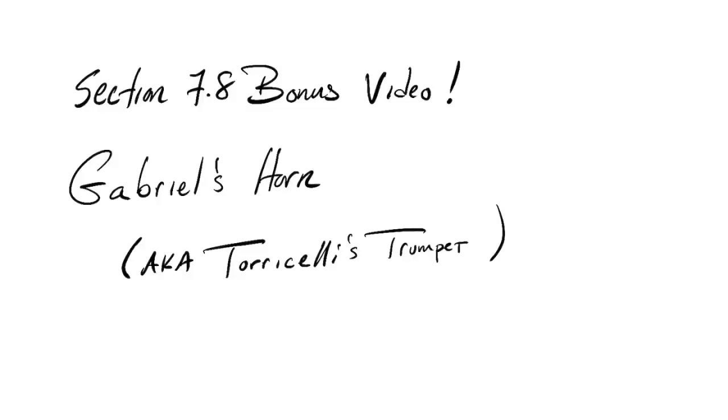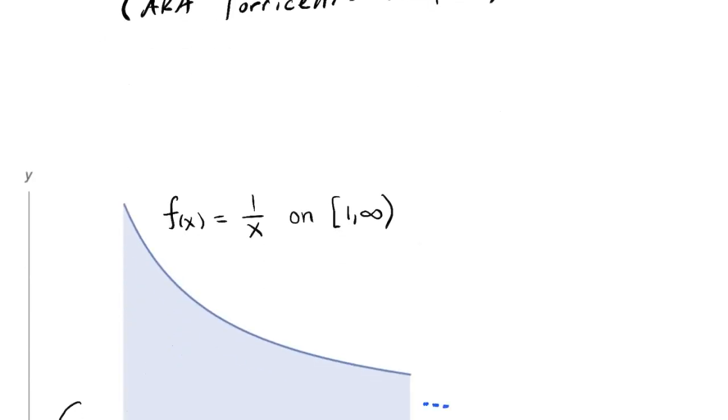In this short video, it's a little bonus video as we wrap up our work in section 7.8. I want to tell you about something that people in mathematics and calculus circles usually call Gabriel's horn, or sometimes it's called Torricelli's trumpet. It's got a little bit more of an alliterative name to it. So what is this Gabriel's horn? Well, let me tell you.